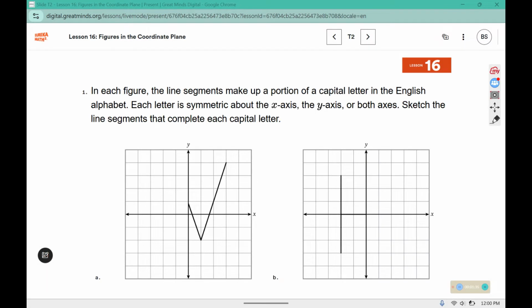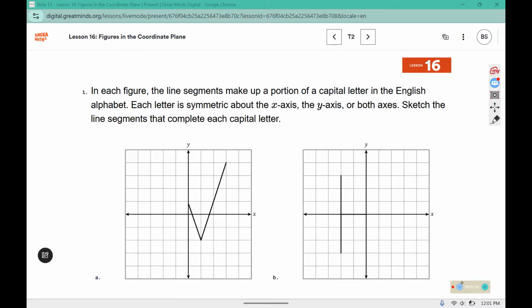In each figure, the line segments make up a portion of a capital letter in the English alphabet. Each letter is symmetric about the x-axis, the y-axis, or both axes. Sketch the segments that complete each capital letter.